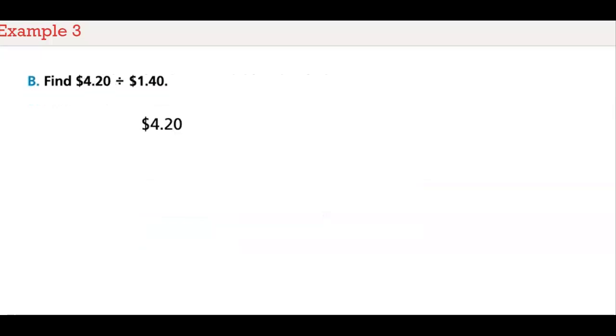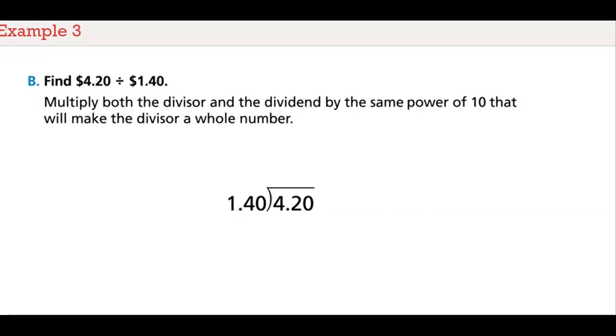Begin by writing the dividend and the divisor in the division house. Notice that the divisor is a decimal. To avoid division by a decimal, you can multiply both the divisor and the dividend by the same power of 10. Choose a power of 10 that will make the divisor a whole number.